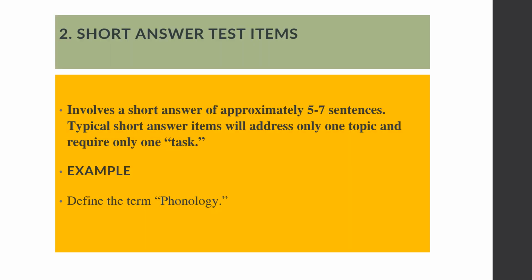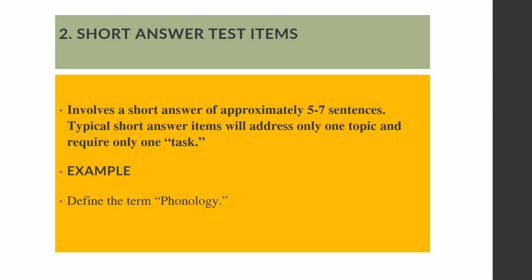The second test item is short answer test items. It is considered less subjective than essay type questions and more subjective than objective questions. The approximate length of these responses is 5 to 7 sentences, and the examinee is expected to write 5 to 7 sentences as the response to these types of questions.